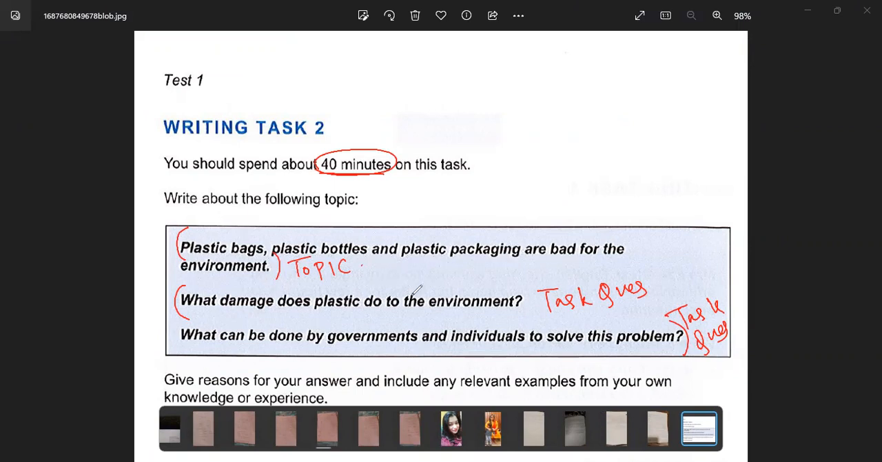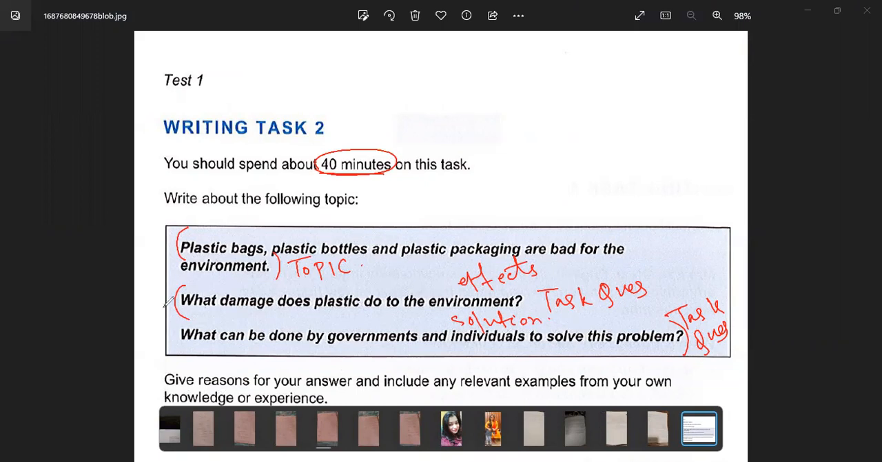So the topic has thrown a challenge at you. The topic is basically trying to debate or discuss a particular problem that the environment is facing. And it's saying that all the plastic materials are basically detrimental or pose a big threat to the environment. Correct? Okay. And then, you have these task questions. The first task question is what damage does plastic do to the environment? So asking you about the effects. Okay. Right? And then asking you what can be done by governments and individuals to solve this problem. So asking you about the solution.